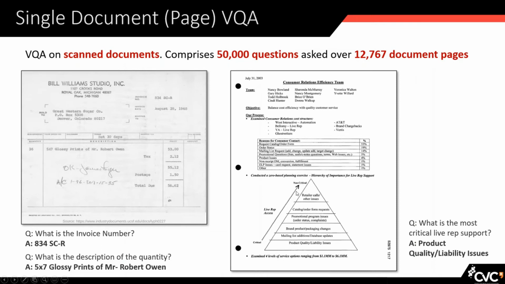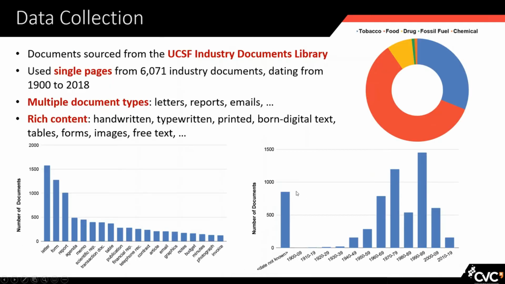So it's quite complex. The dataset for this task is made of business documents from the UCSF Industry Documents Library, which contains many different document types, like, as you can see here, letters, forms, reports, scientific reports. There are also some articles, emails, so it's quite varied, and it ranges over the last 110 years, which conveys different challenges.